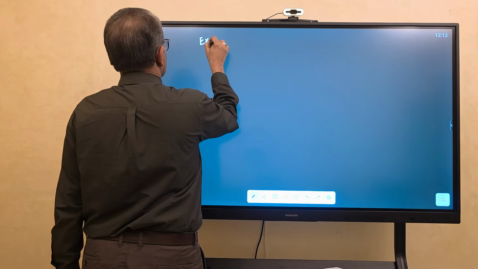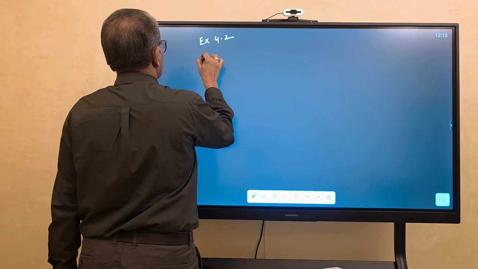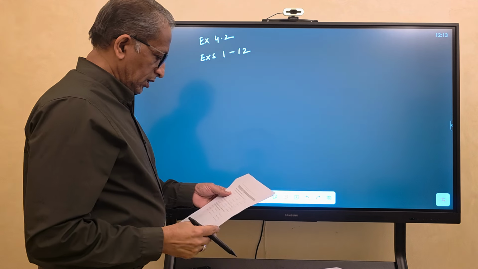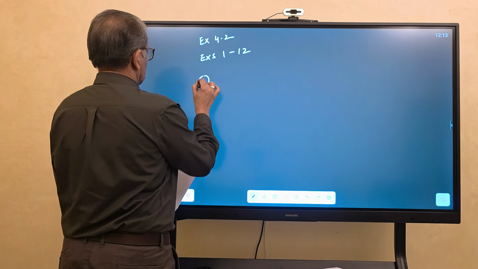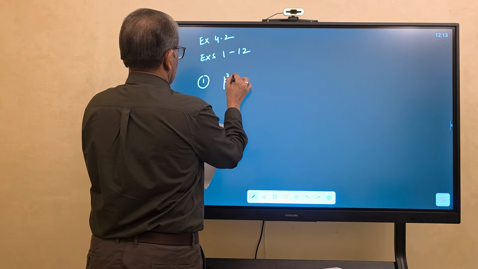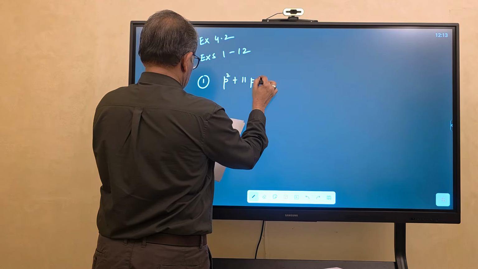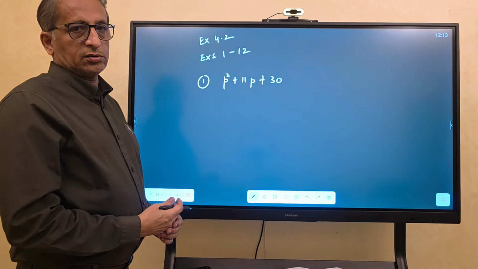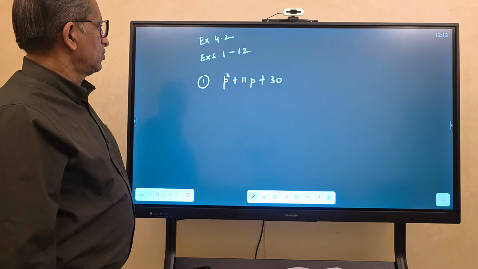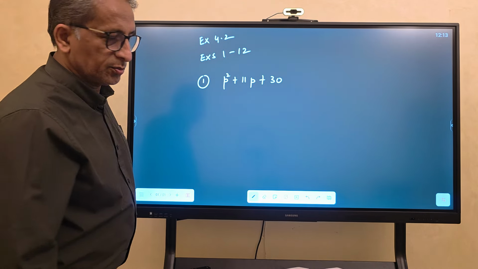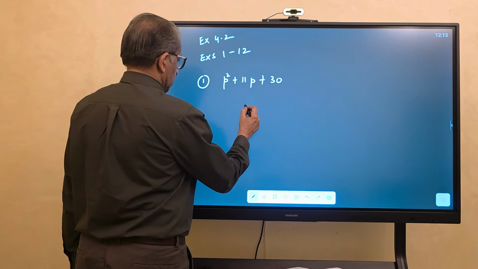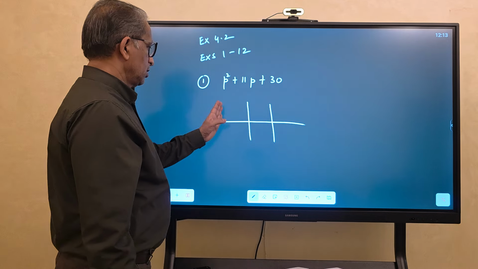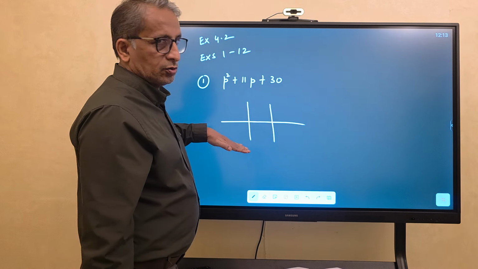So exercise 4.2, examples 1 to 12. Let's do number 1: p square plus 11p plus 30. So this is the trinomial, and I need to find the factors of this trinomial. The best method here is to make a box, 3 columns and 2 rows.